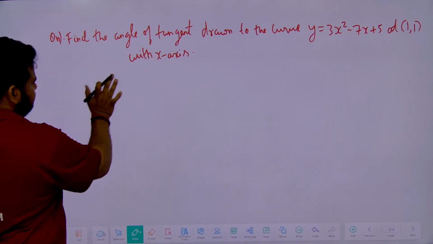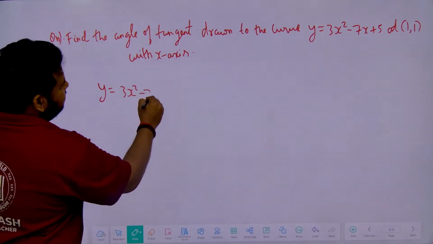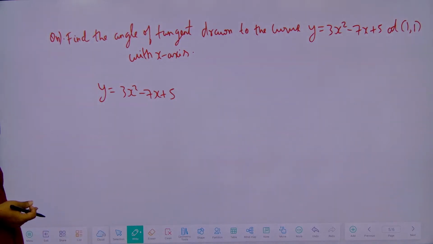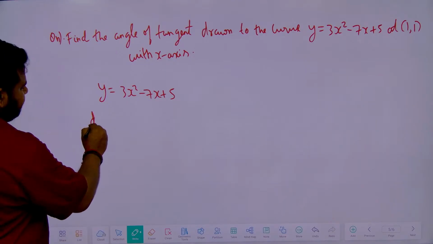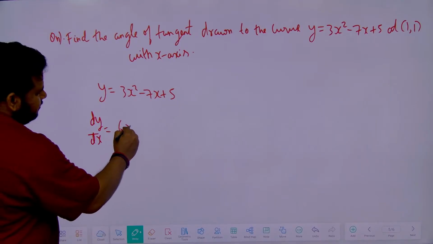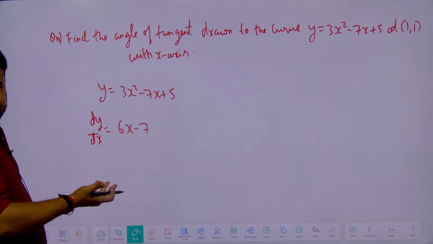So let me write y is equal to 3x square minus 7x plus 5. Once I do dy by dx, I will get the slope, but at which point? At (1, 1). Once I find that, I will get the slope of the tangent at that point, and then I can find the value of theta. So dy by dx is equal to 6x minus 7, because 5 is a constant, it will become 0.